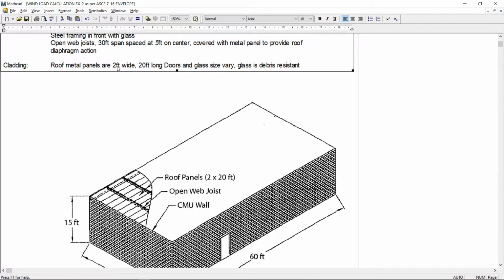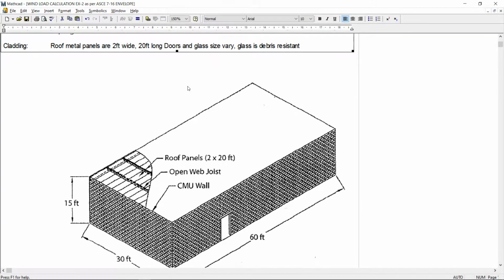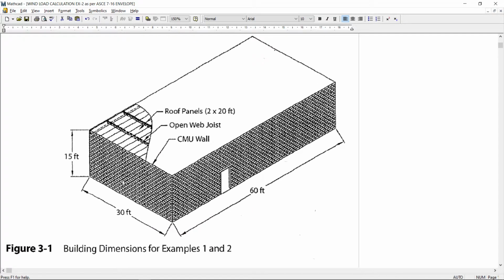Roof metal is 2 feet by 20 feet long. Doors and glass size vary. Glass is debris resistant. So here is the figure. In this direction this is 30 feet, in this direction this is 60 feet, the height is 15 feet.